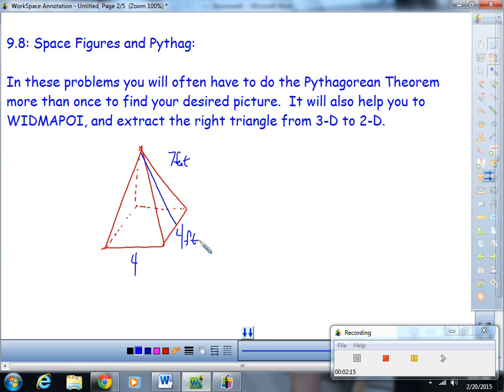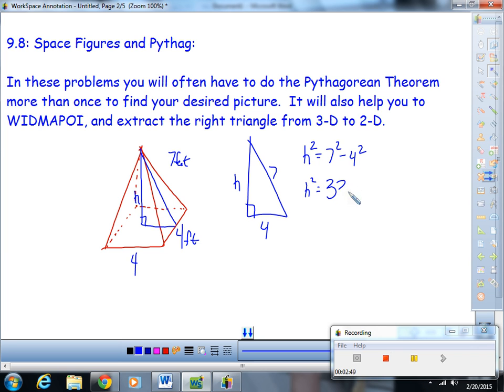Well, this would actually not be a problem that would involve two right triangles. It would just be a singular right triangle. We're trying to find the height. So you might be best to just pull this out. You got 7, you got 4, you got h. h squared is 7 squared minus 4 squared. 49 minus 16 is 33. And radical 33 is simplified.